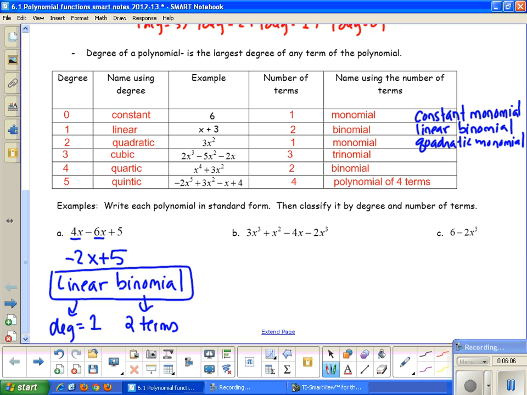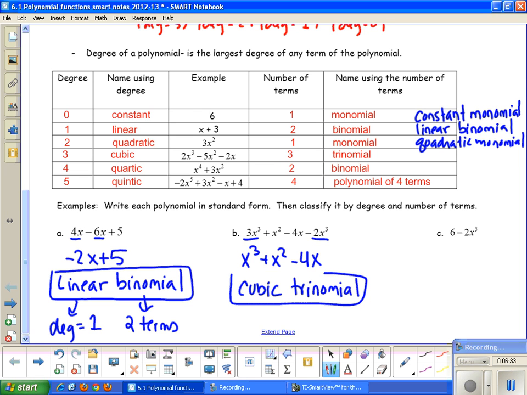And again, that's because the degree is 1, and we have 2 terms. For the next one, same thing, you want to combine like terms. So this and this are like terms. We would end up with x cubed, and then we have plus x squared minus 4x. There is no constant here. So the highest term is 3, so we have 3, 2, and 1. That means the highest degree is 3, so cubic. There's 3 terms, so trinomial is how I would call that, and then that would be my standard form above it.